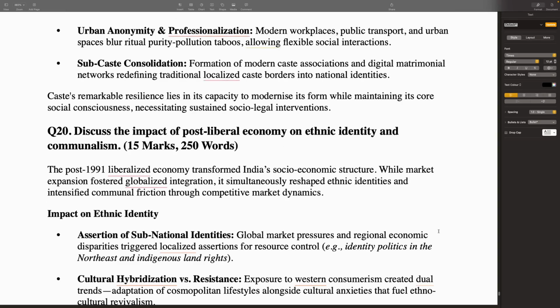Urban anonymity and professionalization. Modern workplaces, public transport, and urban spaces blur ritual purity and pollution taboos, allowing flexible social interaction. Subcaste consolidation. Formation of modern caste associations and digital matrimonial networks, redefining traditional localized caste borders into national identities. Caste's remarkable resilience lies in its capacity to modernize its form while maintaining its core social consciousness, necessitating sustained social and legal interventions.